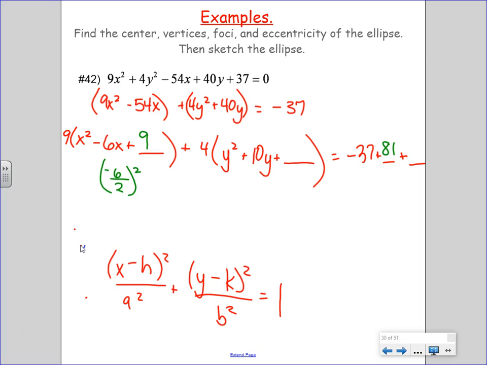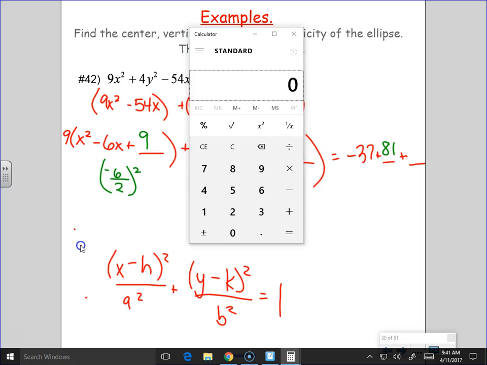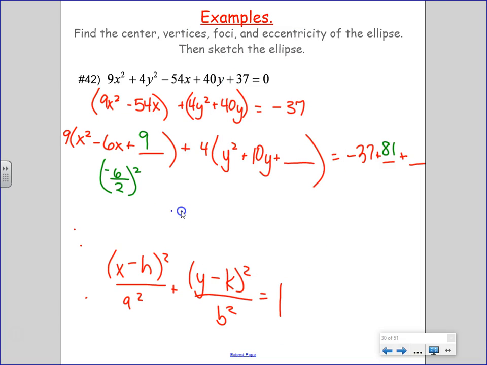So then, following the exact same pattern, what number did you guys end up adding over here? 25. 25, good. 10 divided by 2 squared. Why am I adding 100? Because it's 4 times 25.